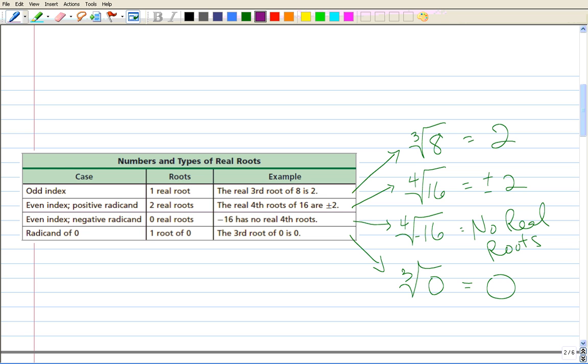If we have an index that is even and a negative radicand, for example, anytime we took the square root of a negative number, well, there are no real roots. So anytime the index is even, there are no real roots. For example, the fourth root of negative 16 has no real roots, no real fourth roots. And then if the radicand is 0, then there is one root, and it is 0. So the third root of 0 is 0, the fourth root of 0 is 0, and so on.